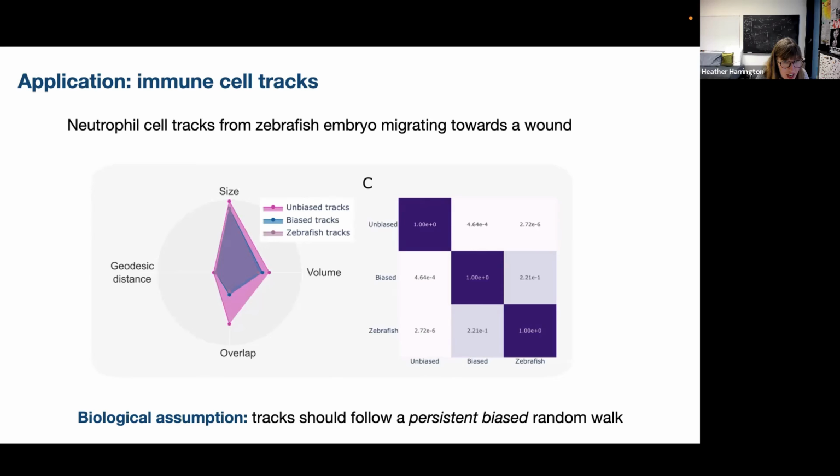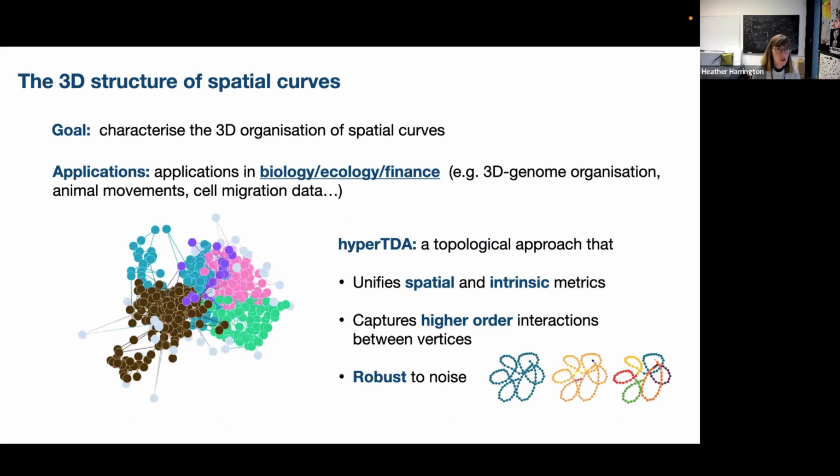Okay, I am nearly out of time. I'm sorry, I didn't mean to talk on forever, but let me wrap up, which is that we looked at the 3D structure of spatial curves, and we looked at many different applications: 3D genome organization, animal movement, cell movement. This seems to be an interesting approach that we're going to explore further. It seems that it unifies and compares different metrics, along the geodesic versus in the Euclidean space of these curves. We get some higher order interactions, and we can distinguish some features that are indistinguishable with persistent homology from the persistence diagram alone. On top of that, it seems pretty robust to noise and to choice of generators.